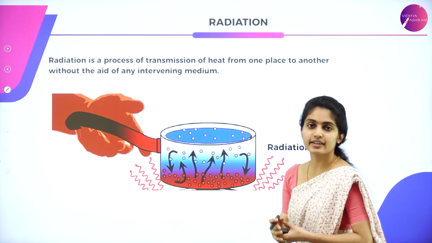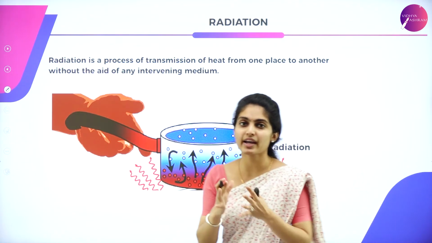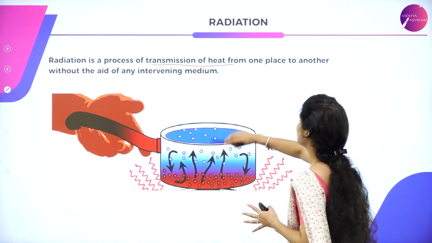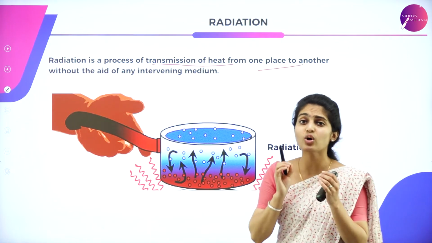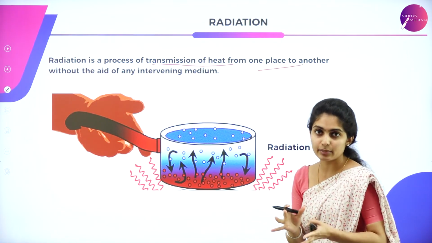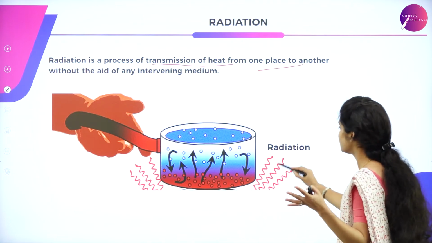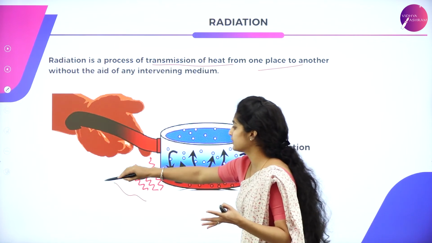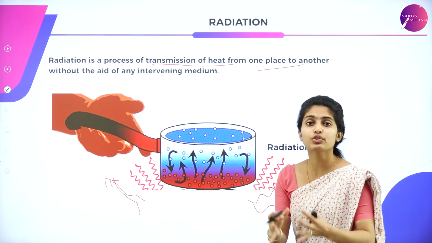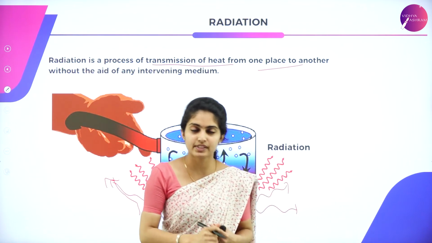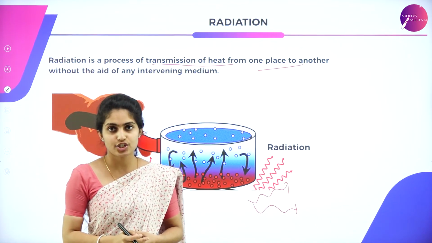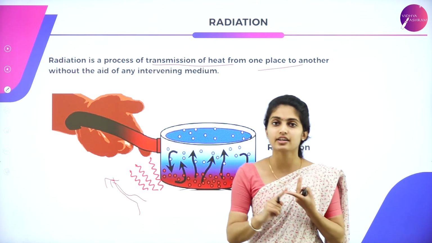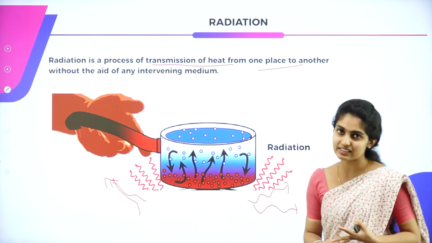Lastly, we are studying radiation. So what is meant by radiation? Radiation is the process of transmitting heat from one place to another without the aid of any transferring medium. Okay, so there is no medium as such here. This is the radiation which is given out by the component we are using to heat the substance. So you know three modes of transferring heat energy: conduction, convection as well as radiation.